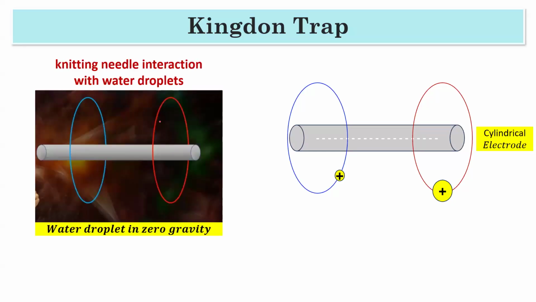So here I want to show you an example. This experiment is done in zero gravity. What I am showing here is considered to be the needle, and what I am showing moving is considered to be a water droplet. So let's see.